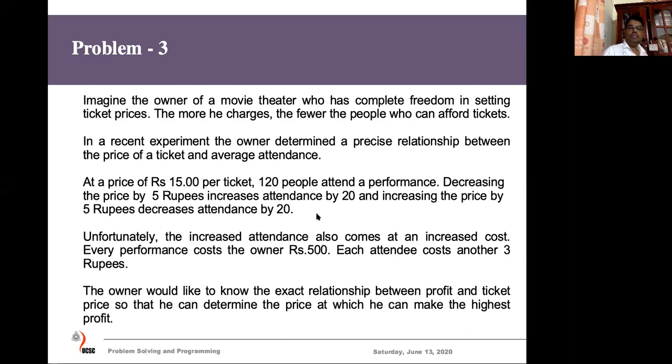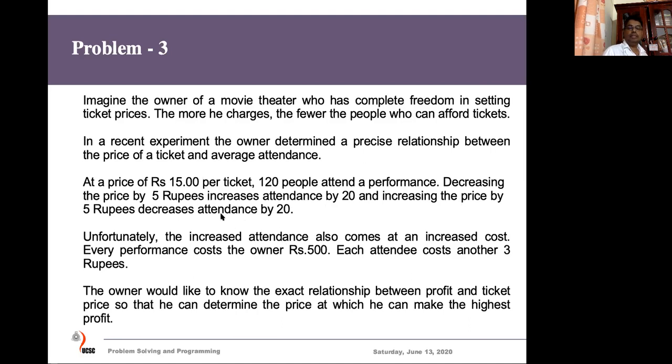So the owner of this theater did some research and found that if he decreased the ticket price by 5 rupees, the attendance will increase by 20. For example, if the ticket price is 10 rupees, he gets 140 attendance. If the ticket price is 5 rupees, then he gets 160 attendance, like that. Similarly, if he increases the ticket price, the number of attendance will decrease.